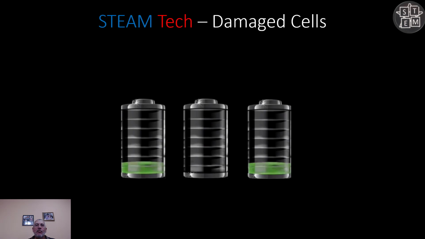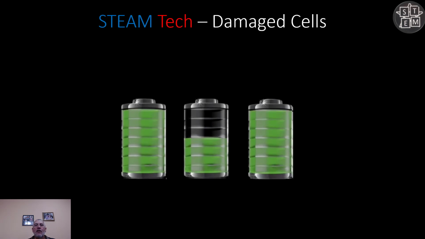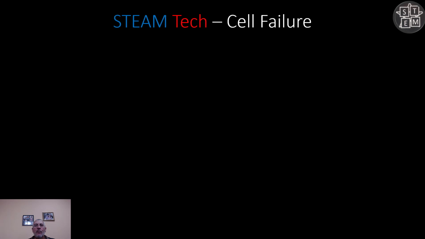So let's say this is a damaged battery here and you're charging all the batteries at the same time, and without knowing, the two healthy batteries reach the top and you continue charging the other one. So what happens, you basically overcharge them and you can actually cause cell failure and damage the other two batteries. So you have everything damaged now.